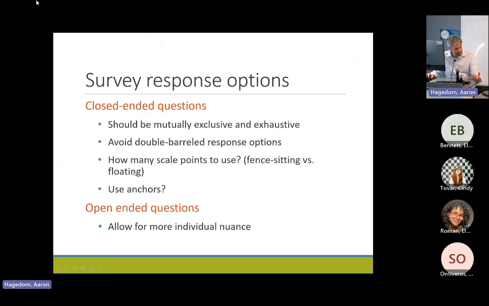Sometimes if you have an other response, you'll find that people say, oh, it depends on the circumstances. So give people the option that they can add a little bit more detail with an other answer is sometimes helpful. Anchors is an interesting concept.